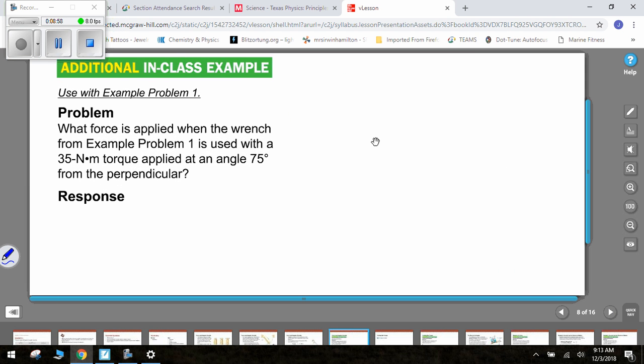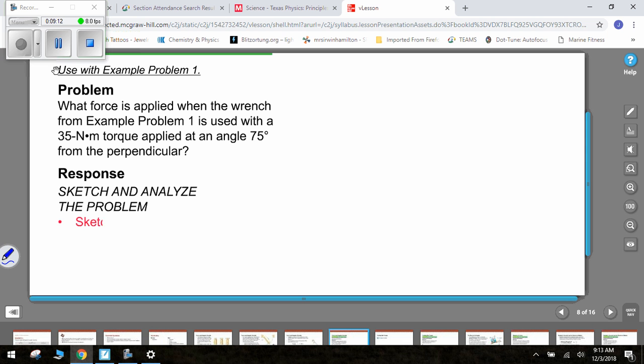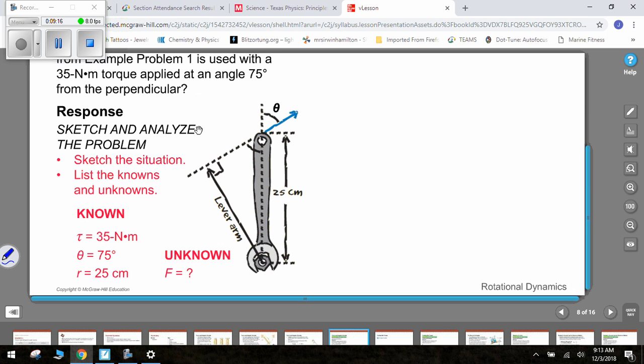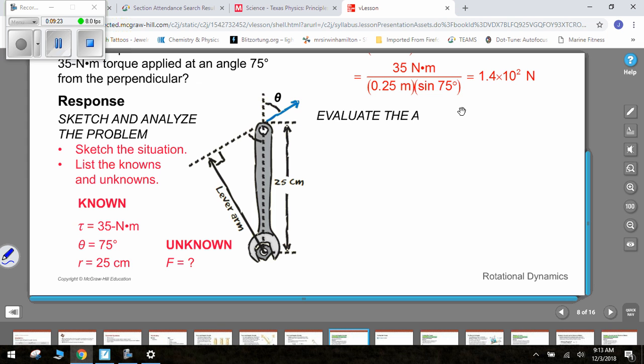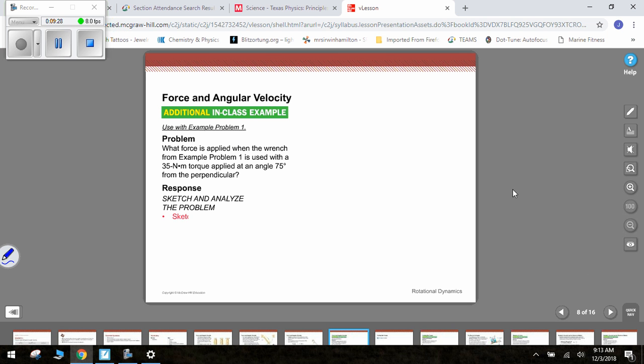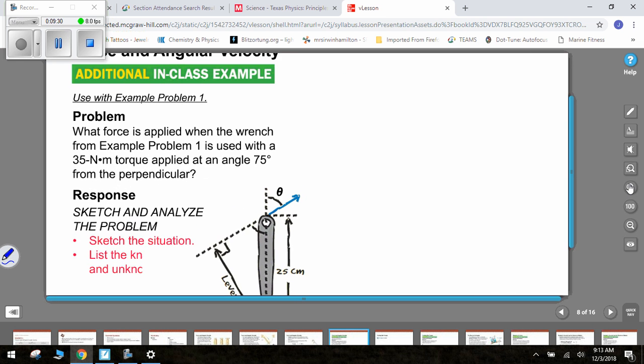All right, so it says, what force is applied when the wrench from example problem 1 is used with a 35 Newton meter torque applied at an angle 75 degrees from the perpendicular? So this means I need to look at example problem 1 in the book to do this. So this is what they gave us in the book.